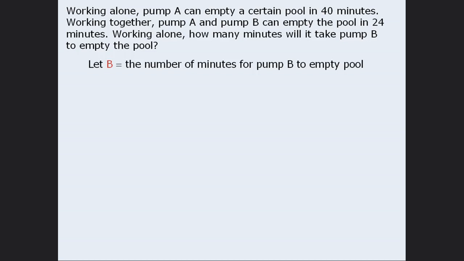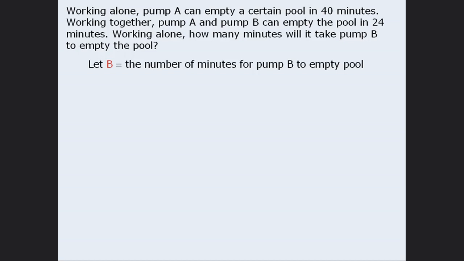Okay, let's try one more question. Here we are told that pump A can empty a certain pool in 40 minutes, and working together, pumps A and B can empty the pool in 24 minutes. We want to determine how many minutes it will take pump B to empty the pool on its own. To do this, let's let B equal the number of minutes it takes pump B to empty the pool.